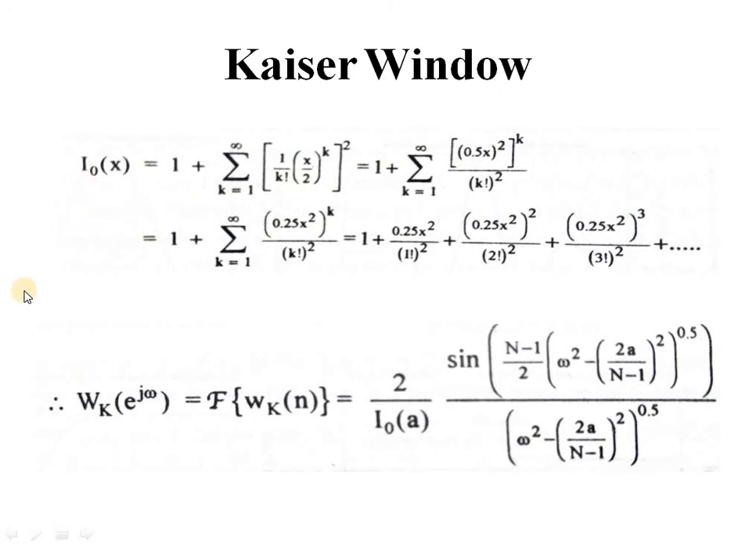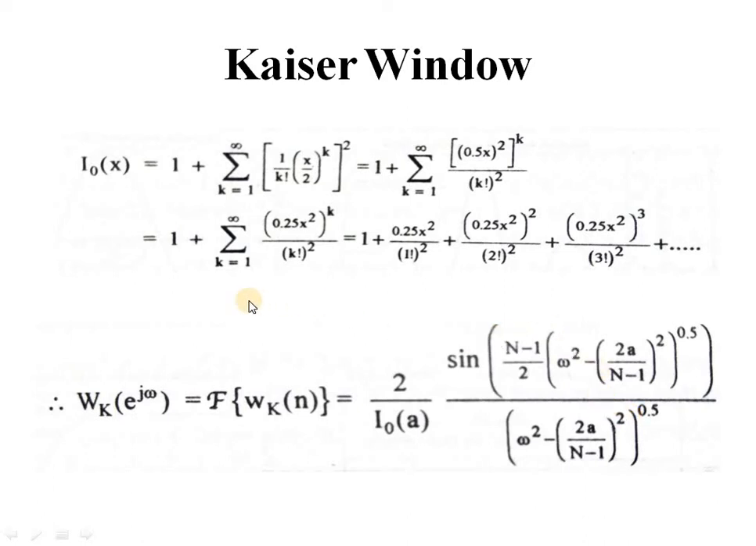And the frequency response of the Kaiser window is obtained by taking the Fourier transform of the Kaiser windowing sequence, and W k of e power j omega is given as the Fourier transform of w k of n. Whenever we calculate this, it results in the form of 2 by I naught of a, times the sine of ((N minus 1) by 2 times the square root of omega square minus (2a by (N minus 1)) whole square), divided by the square root of omega square minus (2a by (N minus 1)) whole square.